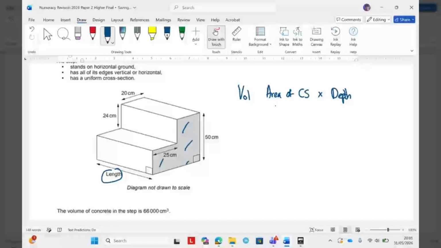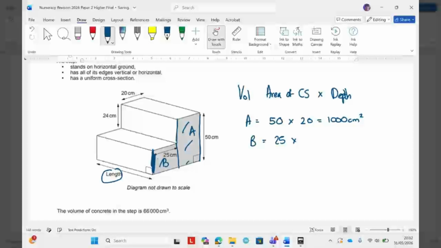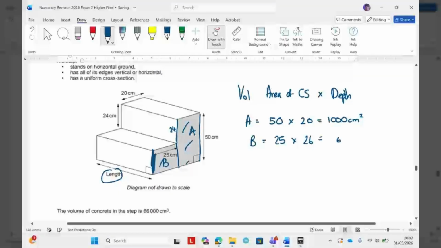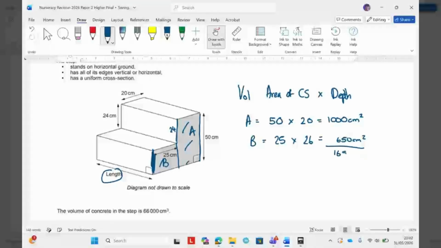So let's work out the area of the front by splitting this up. This part, we'll call it A. The area of A is 50 times 20. It's 1,000 centimeters squared. Let's now look at B. The area of B is 25 times, I do know that it's 50 from there to there, but only 24 from there to there. So 50, take away that 24, leaves me with 26. Look, 25 times 26 equals 650. Total, 1,650 centimeters squared.